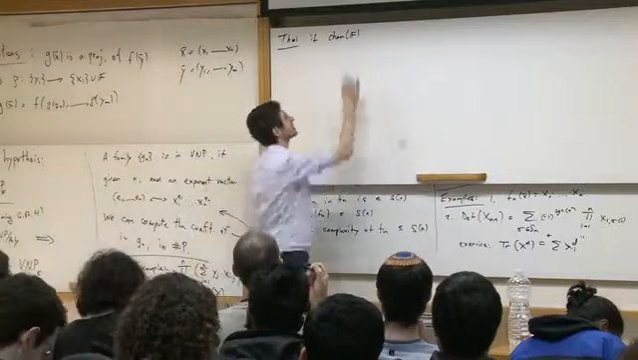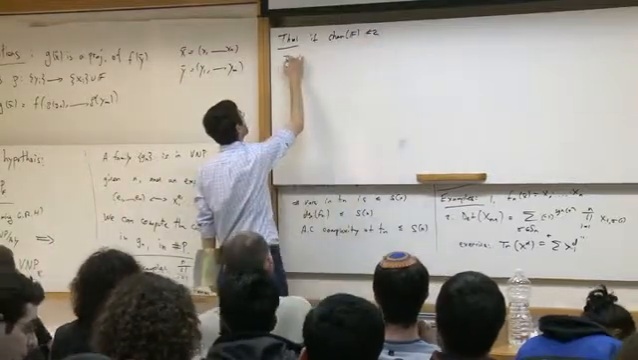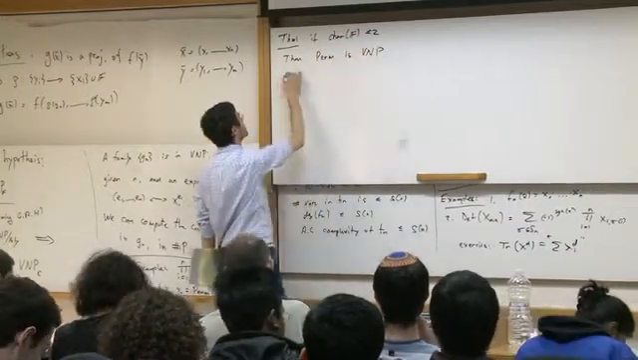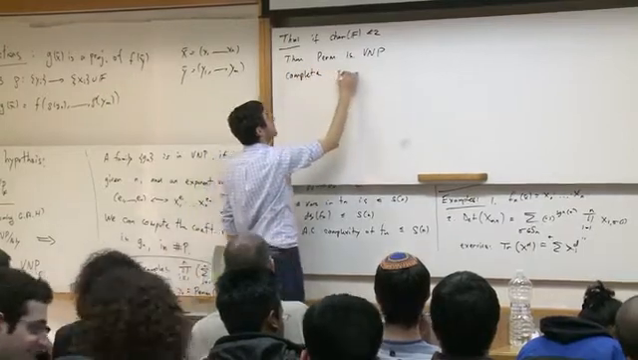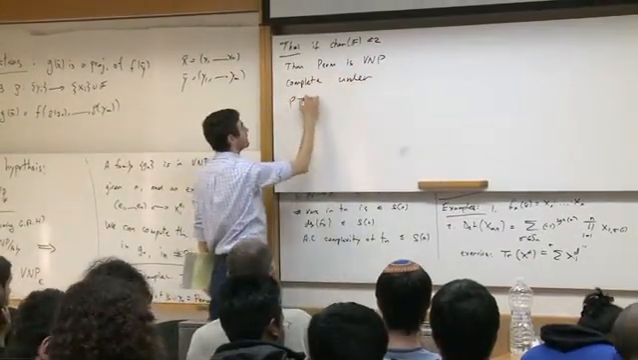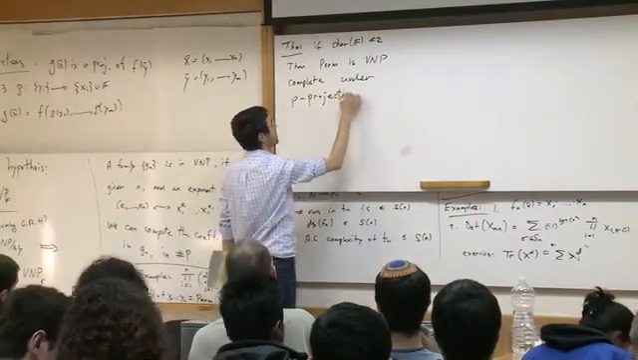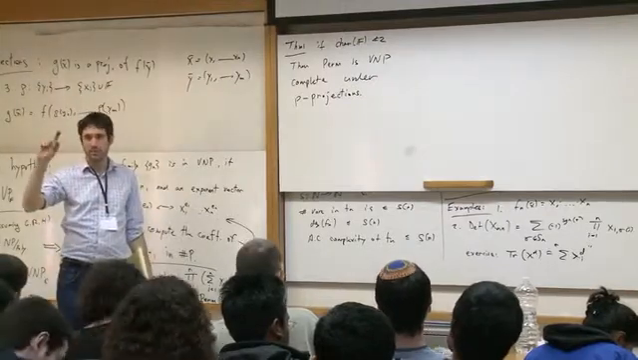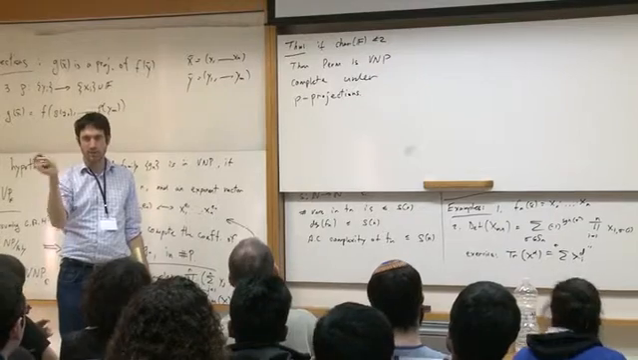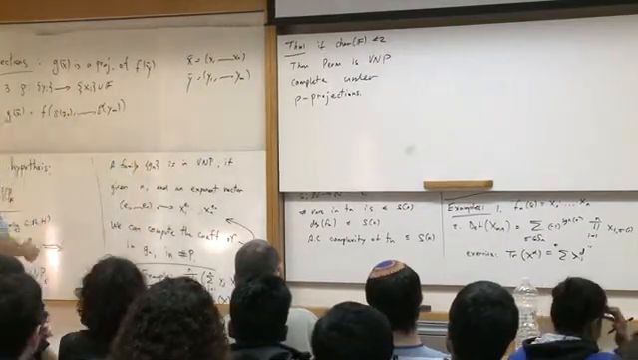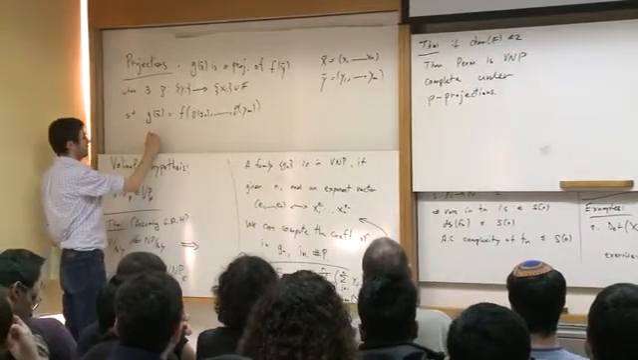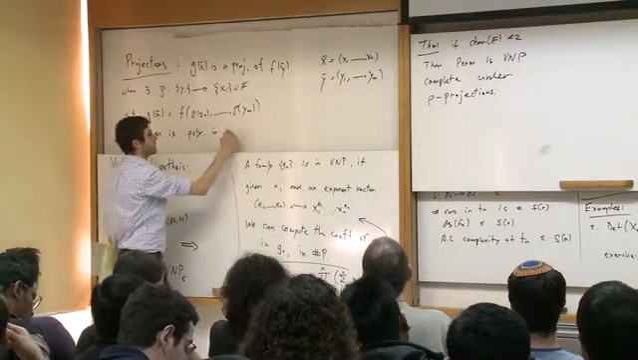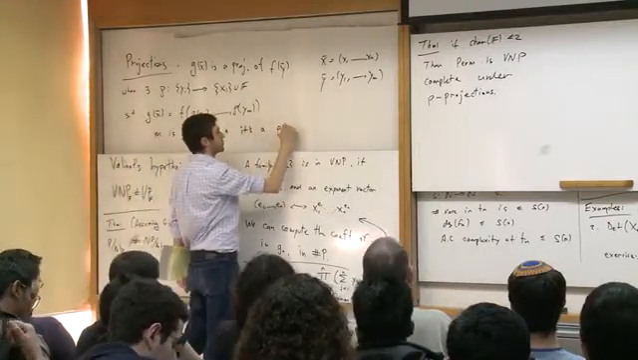Okay, let me just define it. So the theorem says that the permanent is VNP-complete. Again, you need the field to have characteristic different from 2, because otherwise the permanent equals the determinant, since minus has no meaning. And what is the projection? I should have said it here.